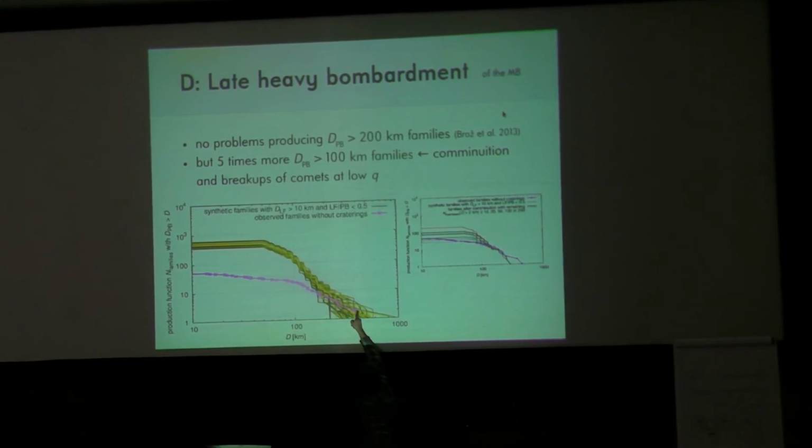So even though we have no problems producing families 200 kilometers in size and larger, we have problems producing too many families of 100 kilometers size. We think we can get rid of them by invoking two effects. The first one is a secondary bombardment. We should account for it. The family is not present and fixed in the solar system. And we also need the help of breakups of comets at low planetary distances to somewhat decrease the flux of comets from the P&L region.